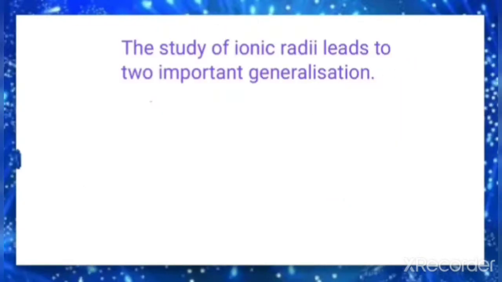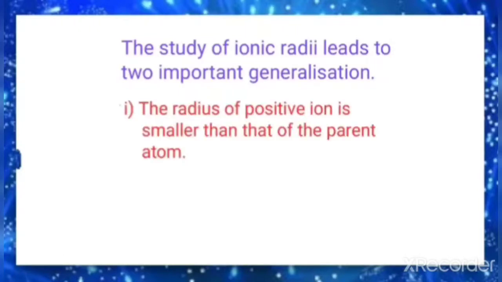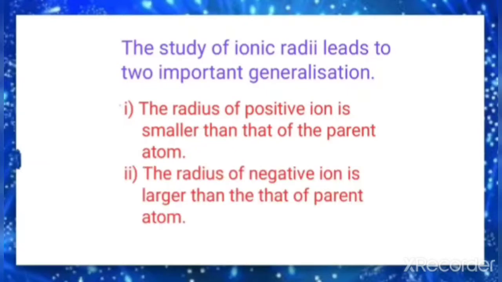The study of ionic radii leads to two important generalizations. First, the radius of the positive ion, that is cation, is smaller than that of the parent atom. Second, the radius of the negative ion, that is anion, is larger than that of the parent atom. So we need to discuss these two points. First of all, let us discuss cations.